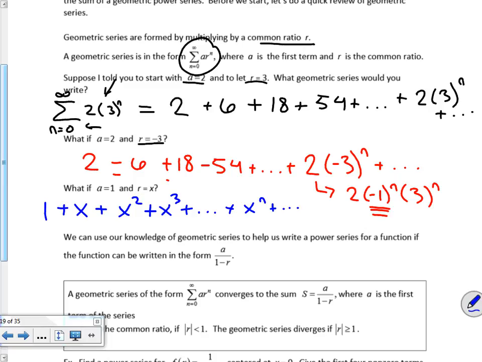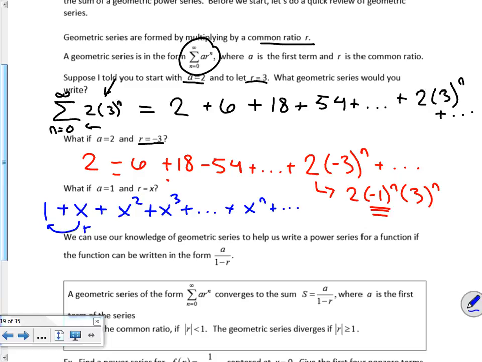Notice that these don't have factorials. So geometric series do not have factorials. I'm not dividing by anything. And that's because I am forming the series by multiplying the prior term by some ratio r. So in order to get from 1 to x, multiply by x. And in order to get from x to x squared, multiply by x. And the same for every single term in the sequence.